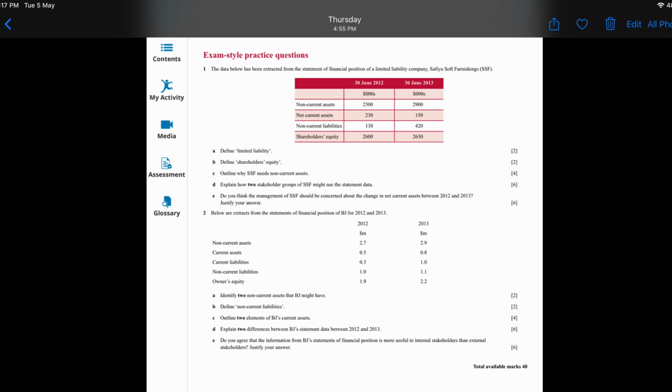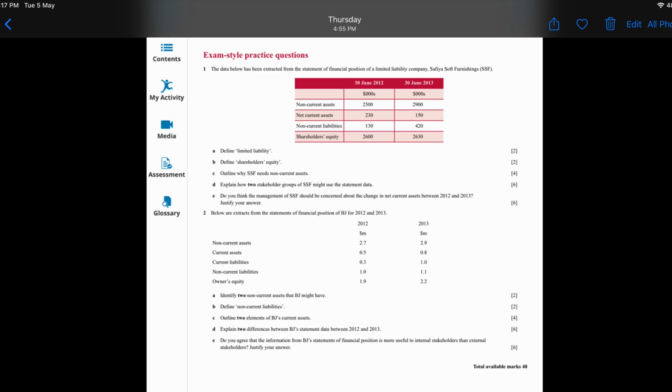Define limited liability, which is 2 marks. The answer: the owner's liability for business debts is limited to the amount invested in the company, and they cannot be forced to use personal wealth to finance the debts of the business. This is a total of 2 marks.